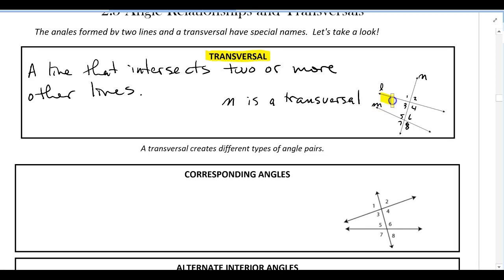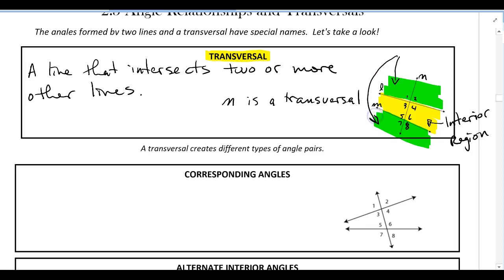So we've got this region in between the two lines. And then we've also got this region outside. In this case, it's above. It doesn't necessarily have to be above, and below. And we're going to have to refer to these. So this yellow region that I've highlighted, this is known as the interior region. And that would make the green regions over here and over here, outside the two lines, the exterior region.